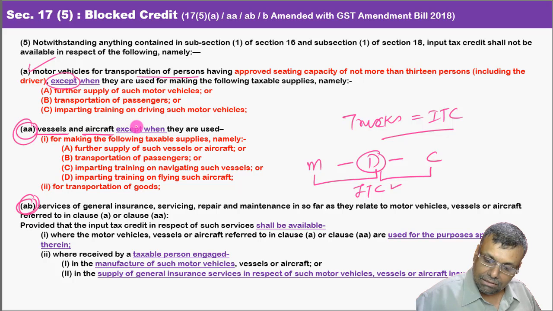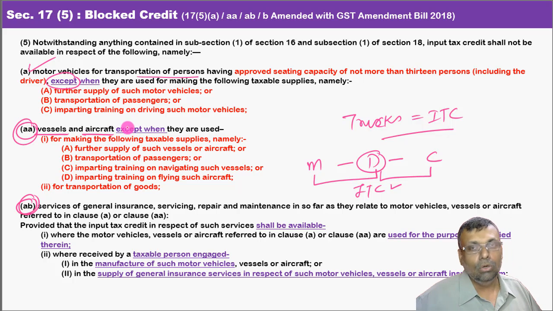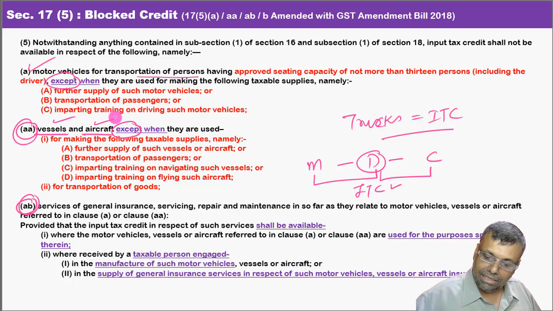Now with respect to vessels and aircraft, you are not going to get the input tax credit except in the exceptional situations. Here also these exceptions are pretty similar, so I am not spending a lot of time on them in the revision classes. So vessels and aircraft are also not eligible, subject to the exception.